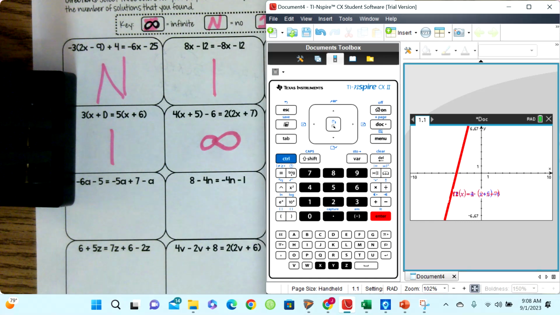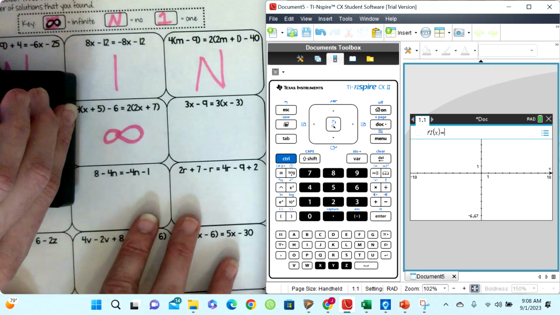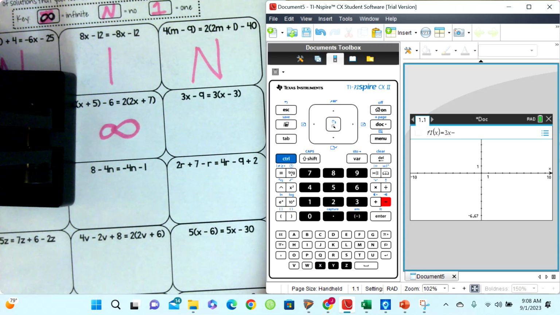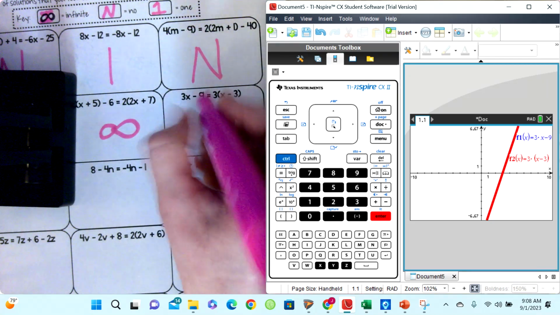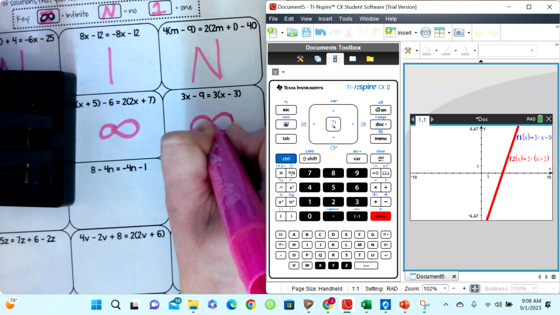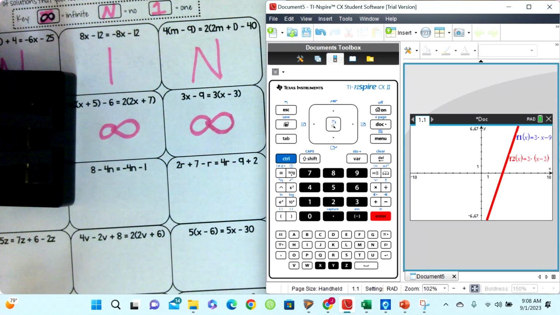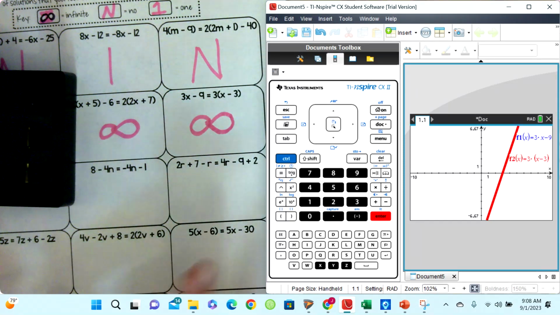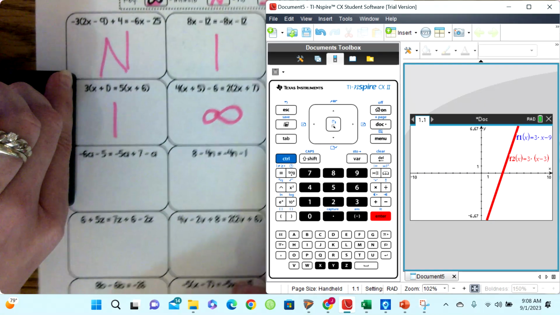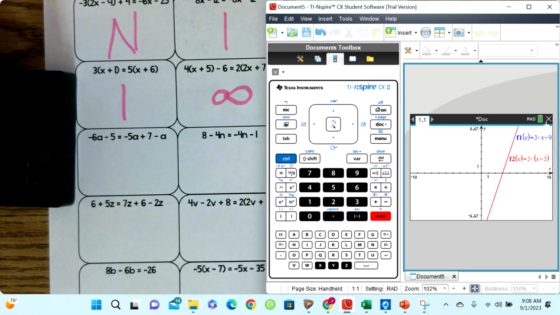Okay. So if we do it again, you got to start with a fresh graph. So you got to X out of it and start fresh. And so this next one over here, 3x minus 9 would go in the first one. Press the down arrow key. And then 3 times x minus 3. Hit enter. Graph's right on top of it. So that's those infinite solutions. So I'm going to do a couple more in the graph just so you can see what the others look like.